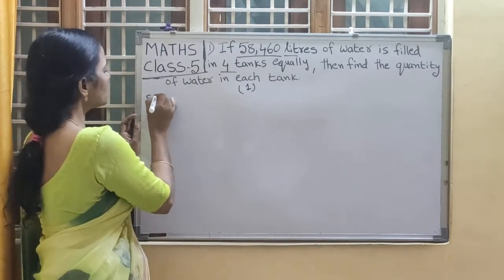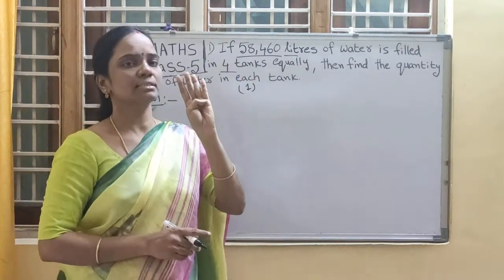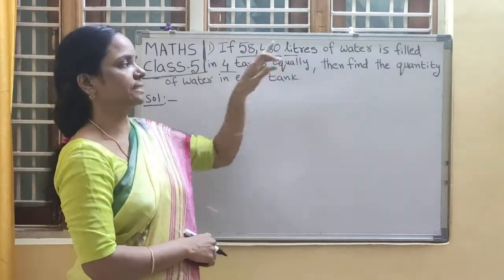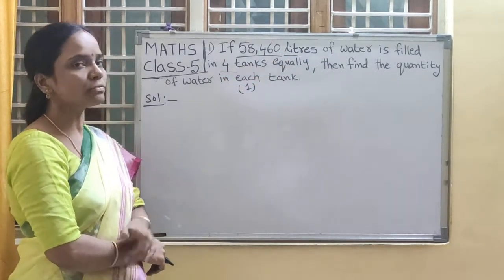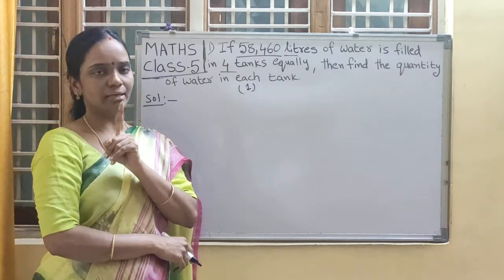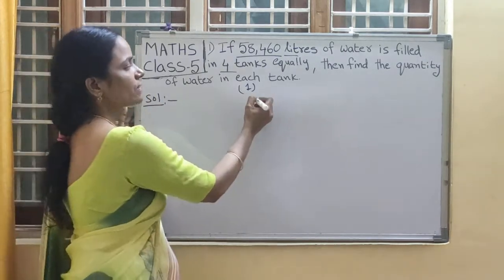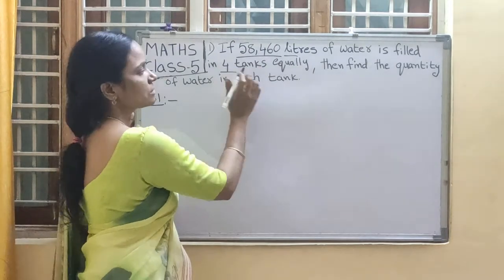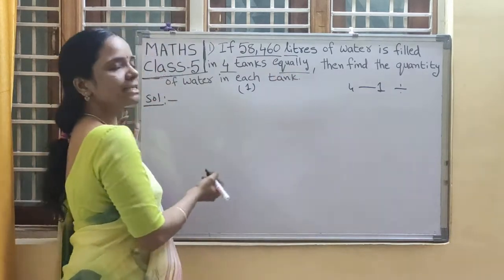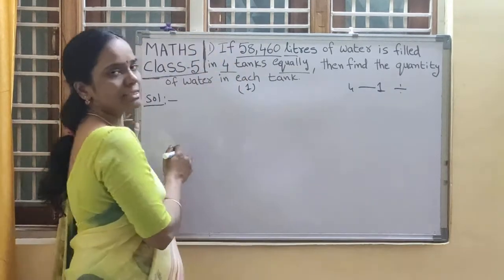Understood, children? So write down the solution statements also. First, there are 4 tanks. In 4 tanks, how much water is filled? 58,460 liters. And what do we have to do? We have to find out the capacity of one tank. Each means one tank. So giving more, 4 means more, and asking for 1 means we have to take division. Equally sharing is also a keyword for division. So take division.